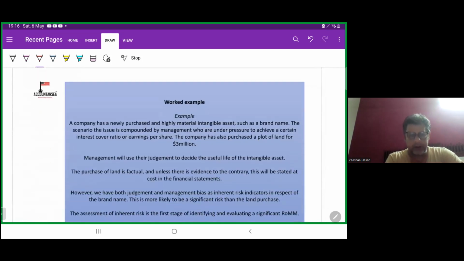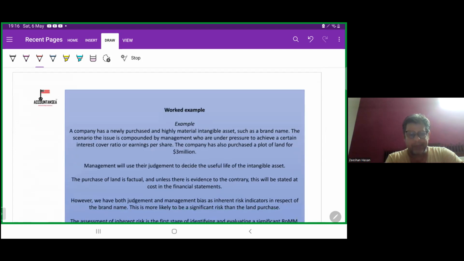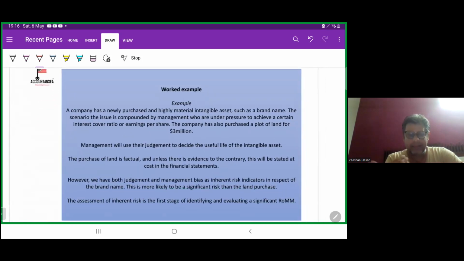So here is an example for you. A company has a newly purchased and highly material intangible asset such as a brand. The issue is compounded by management who are under pressure to achieve a certain interest cover ratio or earnings per share. The company has also purchased a plot of land for $3 million.